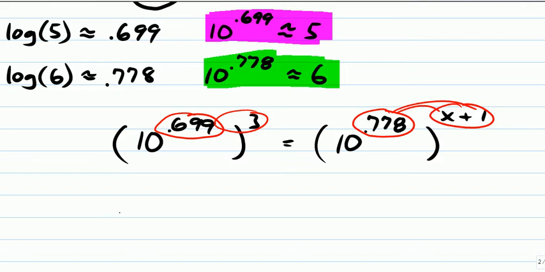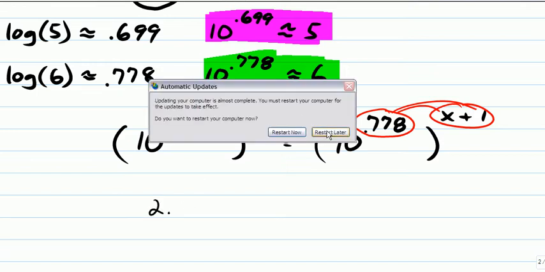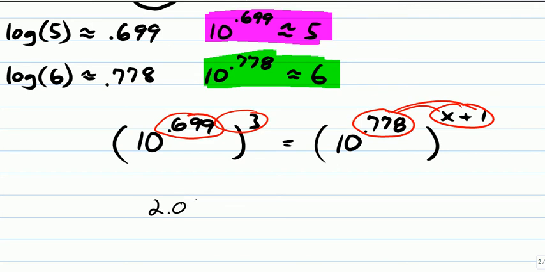3 times 0.699 is about 2.0097. So that's 10 to that power equals 10. You can do this a couple different ways. I'm going to go ahead and just distribute that 0.778. So 0.778x plus 0.778.